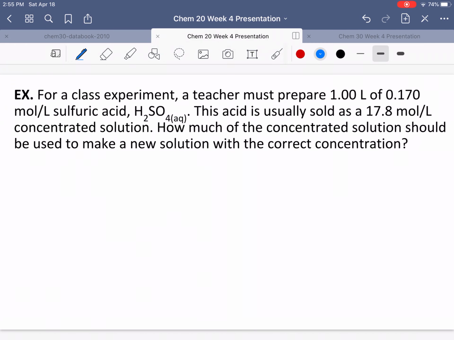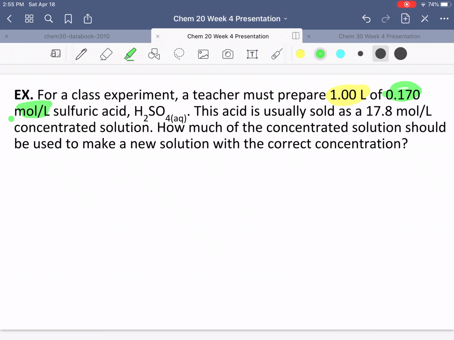All right, for a class experiment, a teacher must prepare. So think about that. That is the goal. The goal is to make this volume of this actual concentration of sulfuric acid. Okay, that's the goal.